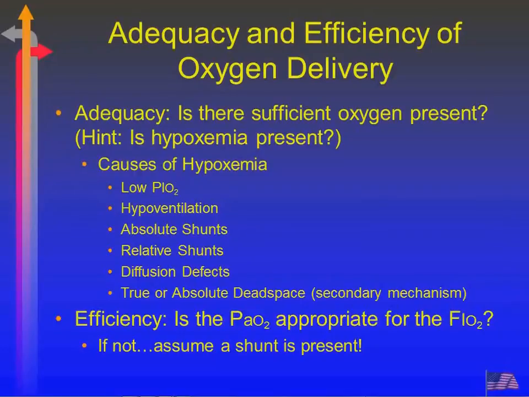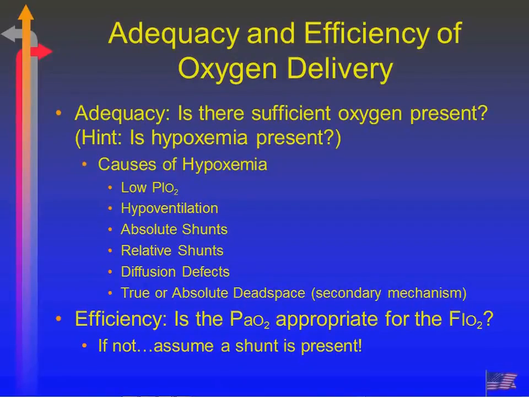When you're looking at oxygen delivery, we have to basically take into account two different things. First of all, the adequacy. Is there sufficient oxygen present, i.e. hypoxemia? So are we delivering enough to the tissues? Is that the problem? Or is it the oxygen isn't being utilized appropriately, and is the PaO2 appropriate for the FiO2? So how efficient is the lungs at getting the oxygenation across?